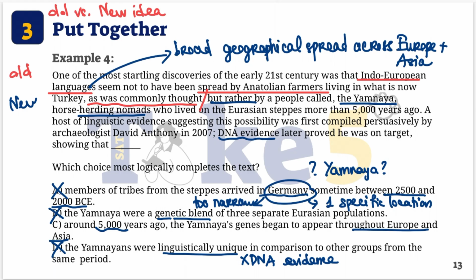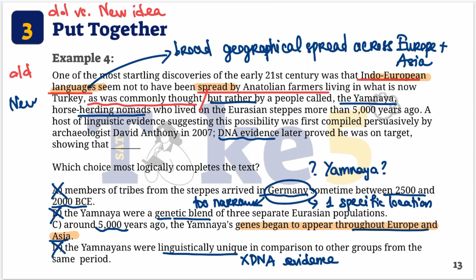The passage established that the Yamnaya lived on the Eurasian steppes 5,000 years ago and were the proposed spreaders of the Indo-European languages. DNA showing their genes appearing across both continents at exactly the same time frame is the must-be-true confirmation that the blank calls for.